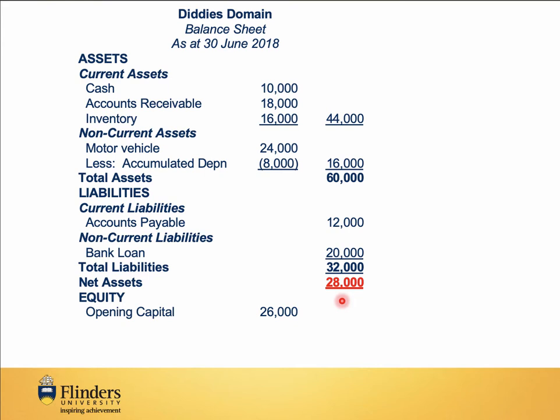Finally, the equity section, starting with the opening equity or opening capital, 26,000, plus the profit, add the profit from the income statement, 12,000, minus drawings, which are withdrawals by the owners, 10,000 were the drawings. So 26,000 plus 12,000 minus 10,000 gives us 28,000, which is equal to the net assets. So net assets equal to total equity means our accounting equation balances.